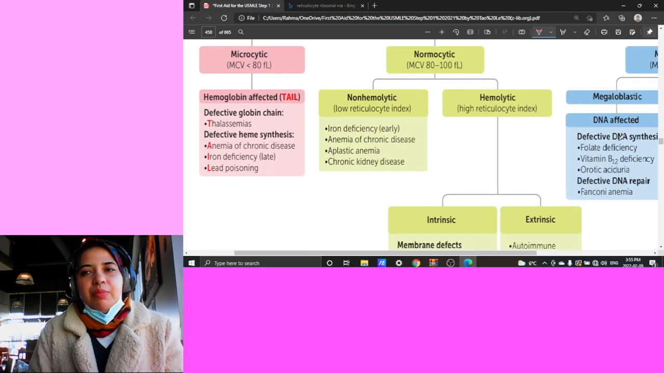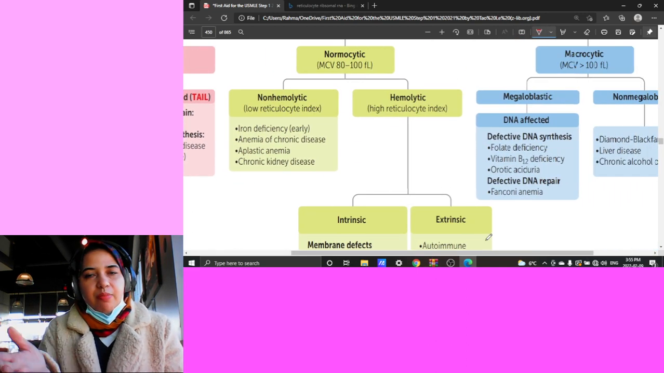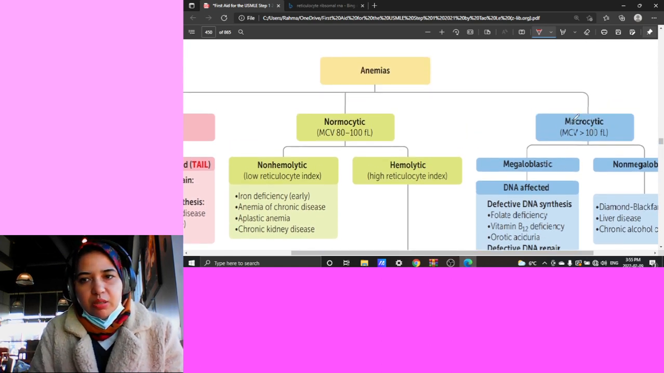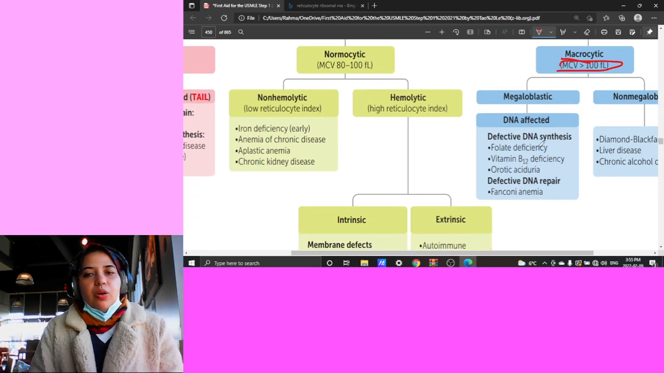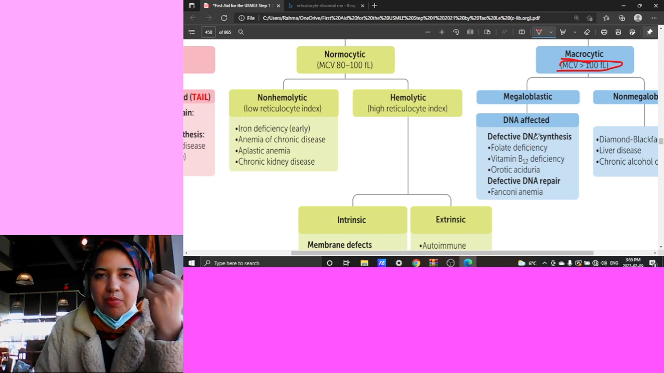You have your microcytic anemias, and you have your macrocytic. Let's start with the macrocytic. So macrocytic means very large. It's macro, so your MCV is more than 100, right? So it's either megaloblastic or non-megaloblastic. The best way for me to simplify this for you is that you can have vitamin B12 deficiency and folate deficiency. And on the exam, all you need to know is how to differentiate between them.